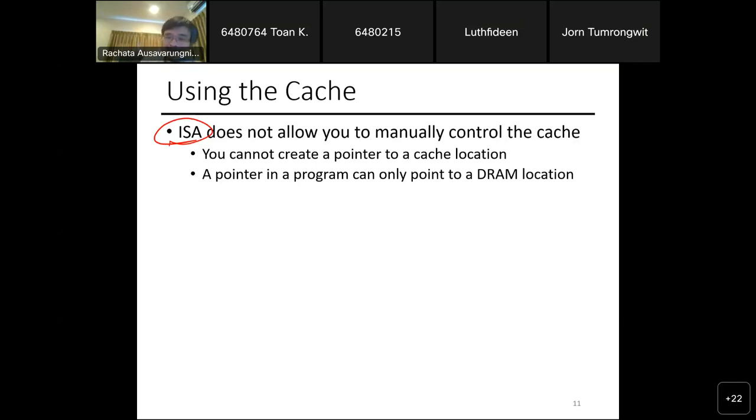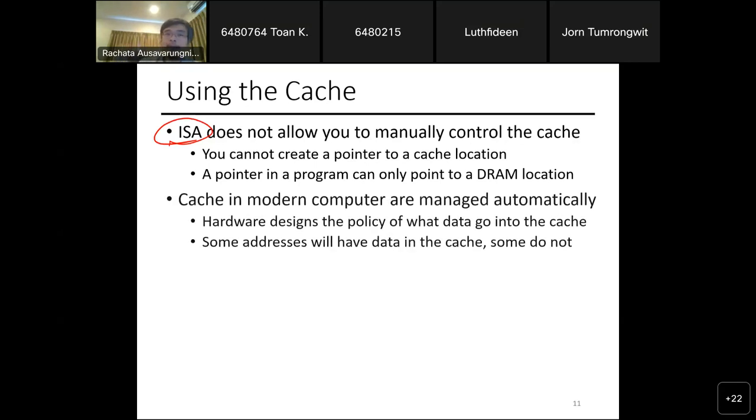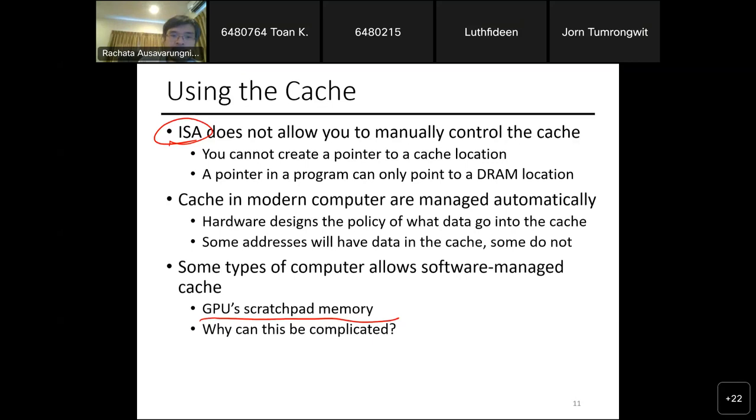Cache in your CPU is hardware managed. In your modern computer, cache is managed in hardware, except for a few exceptions, like a GPU, for example. A GPU has this thing called scratchpad, which is a software managed cache, and you have to write a program that tells exactly what goes into the cache. Your program would be really complicated. So it's a good thing in general to make this hardware managed, because how many people got sick of malloc?